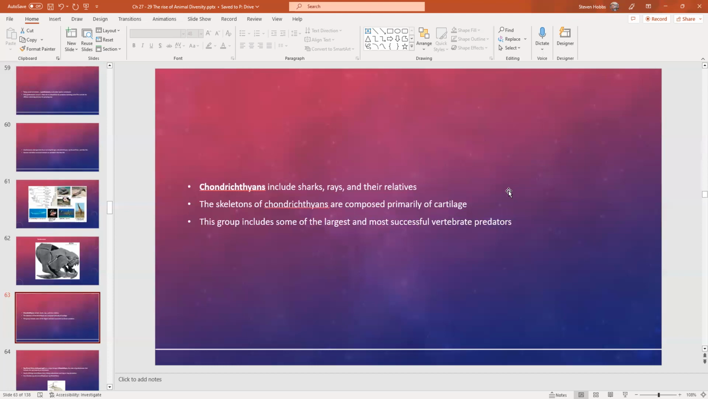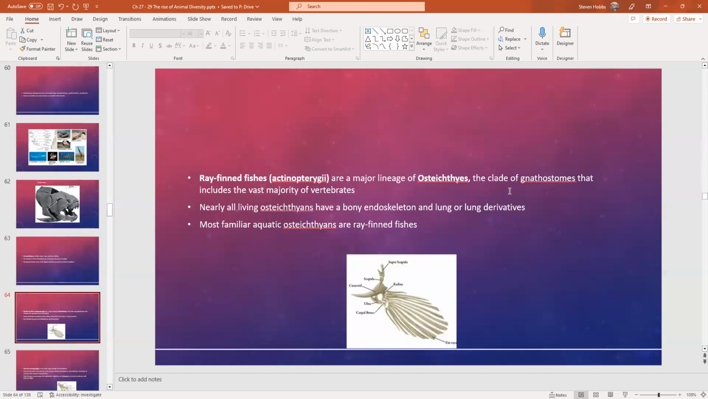Other than drowning, hopefully. You worry about sharks. Now, ray-finned fish, Actinopterygii, are the major lineages of the Osteichthyes. Osteo means they have a bony skeleton, as compared to the chondrichthyans, which have cartilage skeletons. So this clade of gnathostomes involves most of the vertebrates in the ocean.